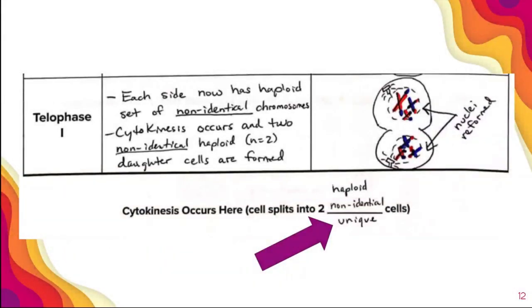Now, at the very bottom of this page, you have a fill in the blank. Cytokinesis occurs here. The cell splits into two haploid, non-identical, unique cells. So write that into your notes.